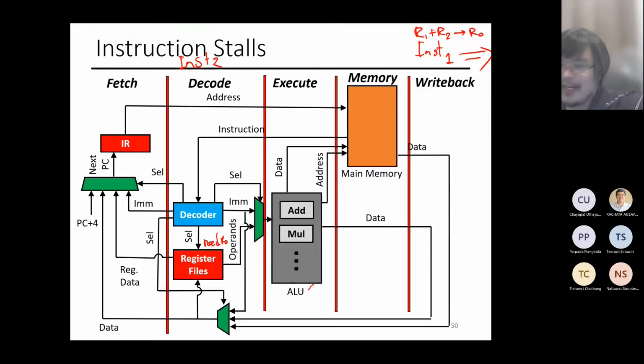So let me ask the next question, which is, when is the first time I have the updated information for R0? When is the first time I have the correct version of R0?